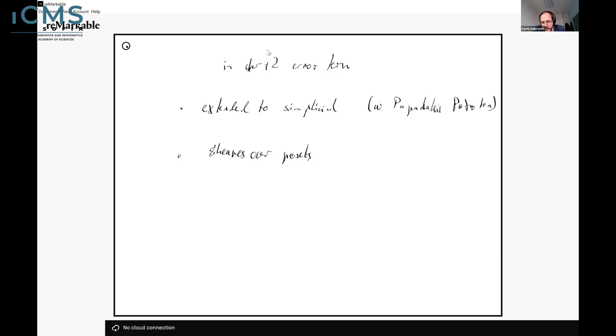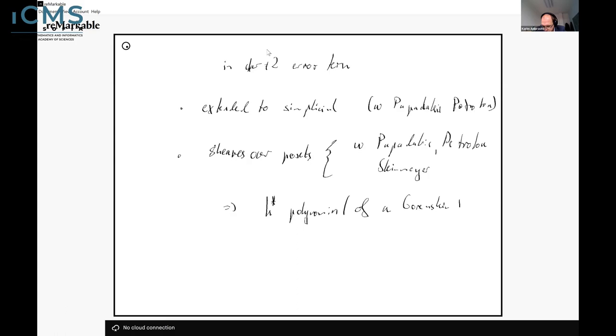Let me not go into too much detail. Let me say that there are two different teams: Papadakis, Petrotou, and me, and my student Johanna Steinmeyer. And one of the conclusions is that we can prove that the H star polynomial of a Gorenstein IDP polytope, for instance a reflexive polytope, is unimodal. Reflexive polytope is maybe something that you might know better than Gorenstein.